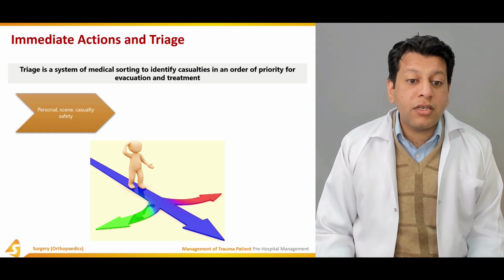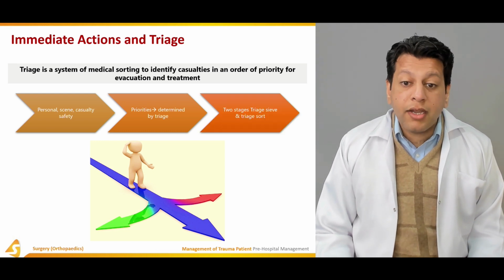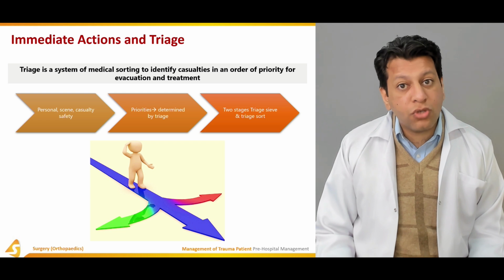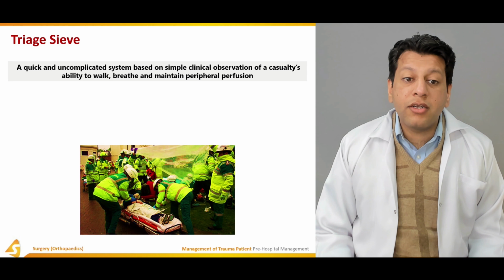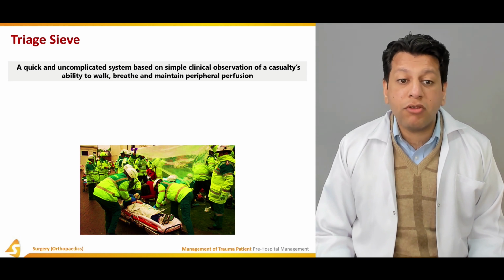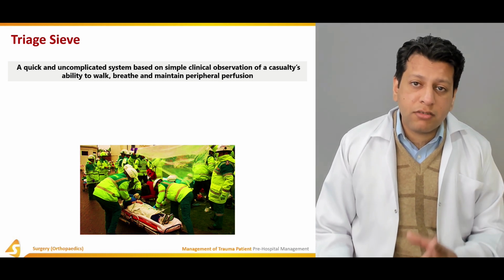It's about personal scene and casualty safety. Priorities are determined by the triage, and two-stage triage, sieve and triage sort, is done. So what is a triage sieve? It's a quick and uncomplicated system based on simple clinical observation of casualty ability to walk, breathe, and maintain peripheral perfusion. It's a very simple way.